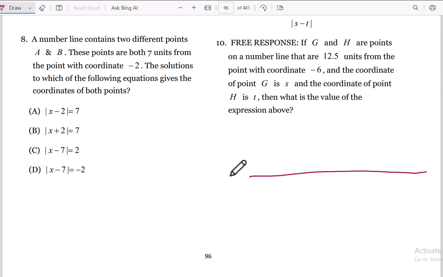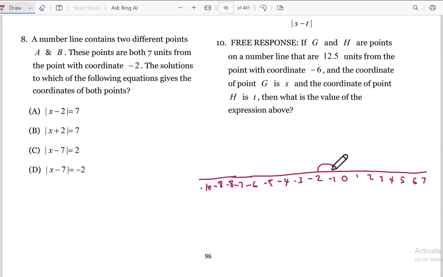So you have coordinates minus 2. So minus 1, 0, 1, 2, 3, 4, 5, 6, 7. This one is minus 3, minus 4, minus 5, minus 6, minus 7, minus 8, minus 9, minus 10, right? This is a sketch. It says that the points are both 7 units from this.